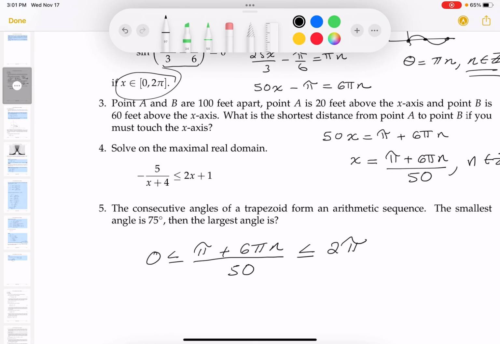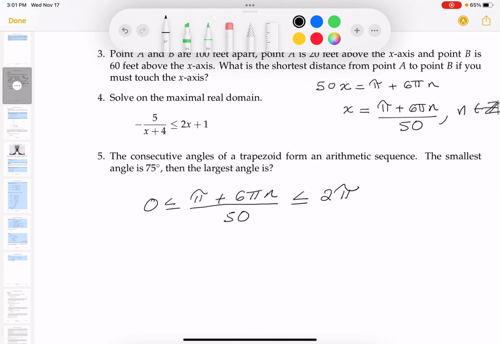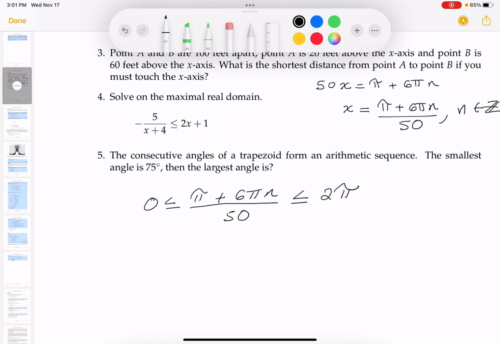Let me just repeat what we're doing over here. We don't know what the question is yet. I mean, actually, you do know the question. I'm just saying that you may forget the question. I'm going to multiply both sides by 50. What would you get? 0 less than or equal to pi plus 6 pi n, less than or equal to 100 pi, right?